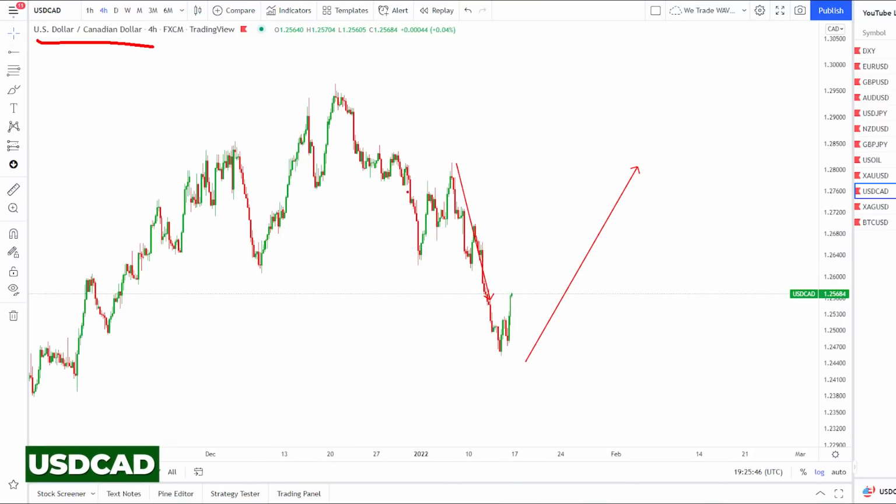Dollar CAD for this one, we're waiting market to correct, drop, and then go back up. This is exactly what market did. We've got this up wave, this drop, we were waiting our buy setups. This is where we get the buy setup here. From this area, a lot of our members who trade dollar CAD must be in the buy.